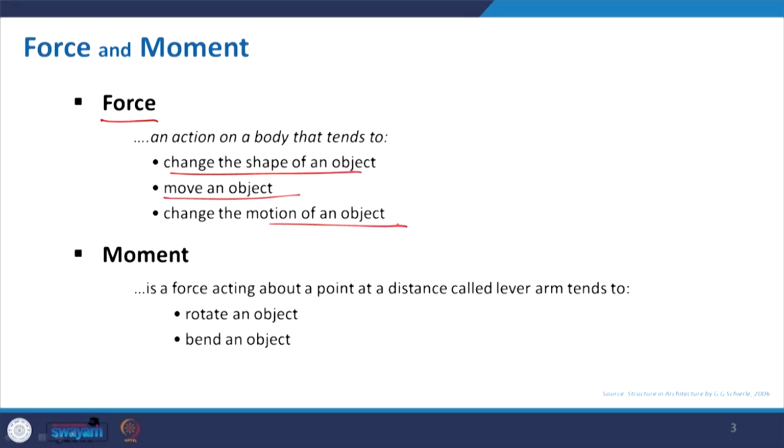And what about the moment? It is related to the rotation of that object. It is again a force which acts about a point with an arm, or what we call a lever. That will tend to rotate an object or bend an object.